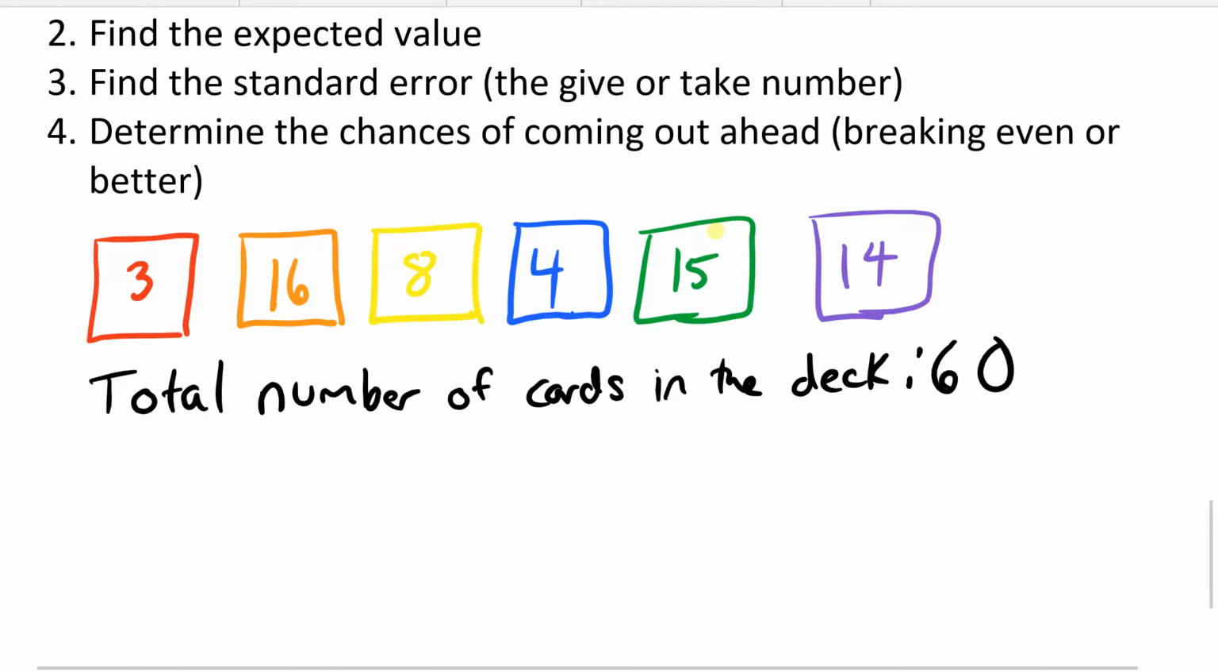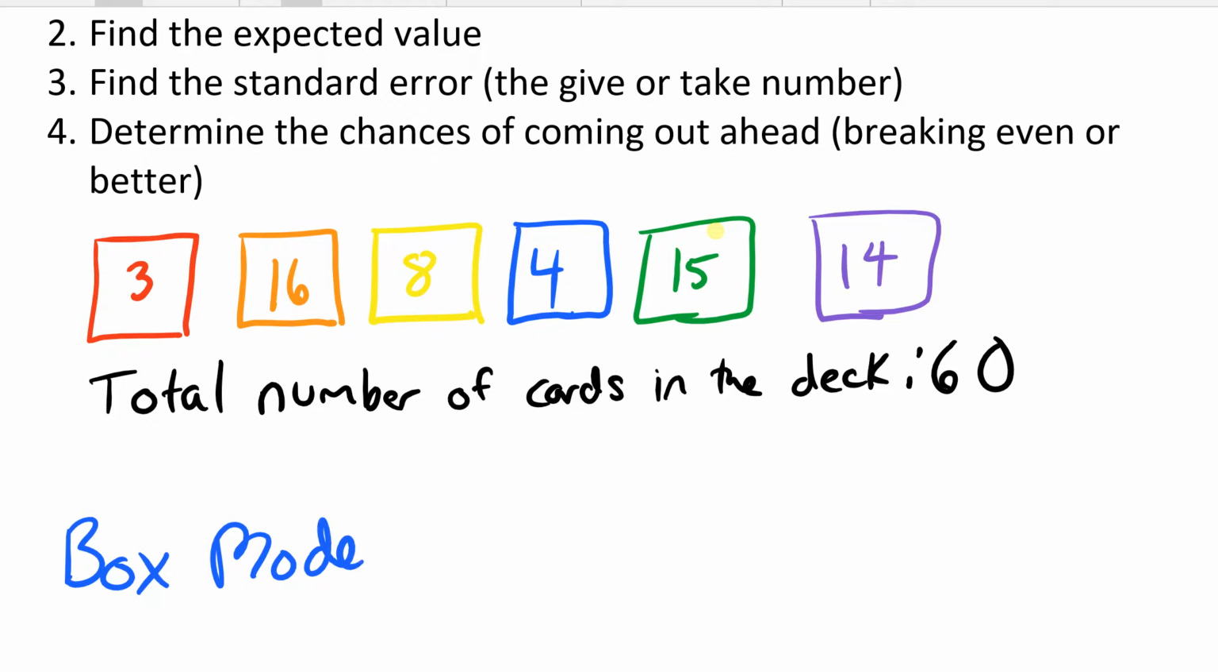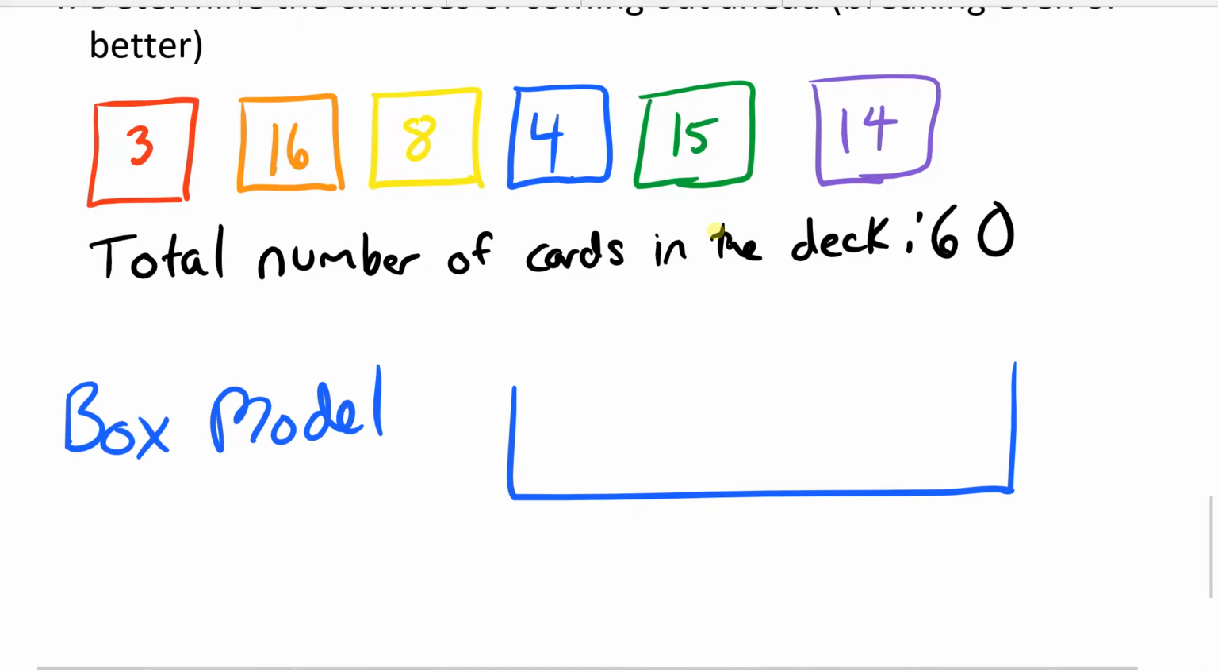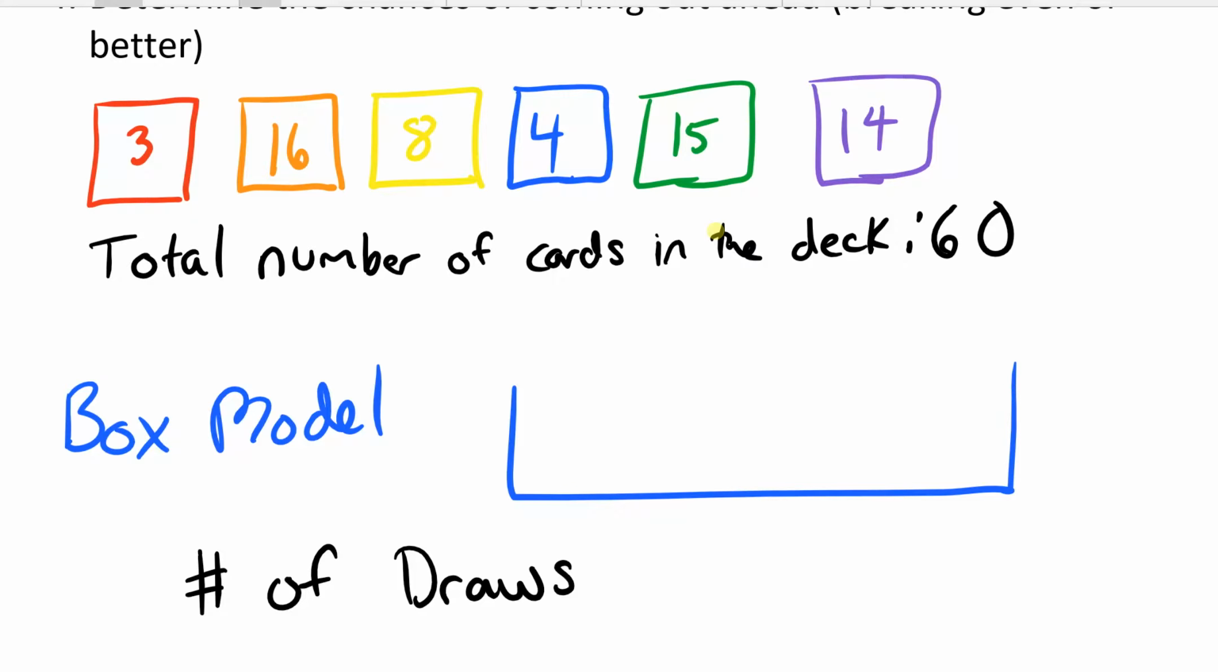Let's start with building the box model. We want to create a model that has tickets with numbers on them, and we want to figure out how many draws are taken from this box. The number of draws, especially in this type of situation, corresponds to the number of plays. Since we're playing this game 36 times, the number of draws is 36.